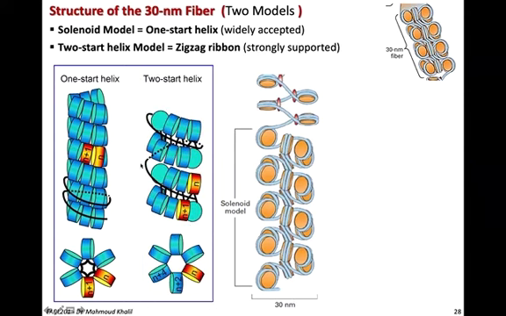While the second model is called the zigzag ribbon or 2-start helix model, and it is strongly supported. So you can see a major difference here. Although it is actually a helix, it's not like this one. Here, in the first model, you can think of it like a single strand going around. But instead here, the nucleosomes have to go in a zigzag, and then this zigzag will go around to form a helix. So that's why it's called the 2-start helix model.